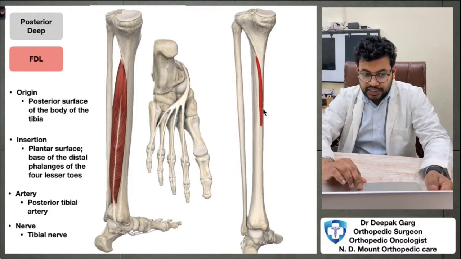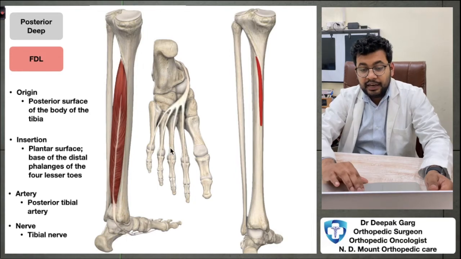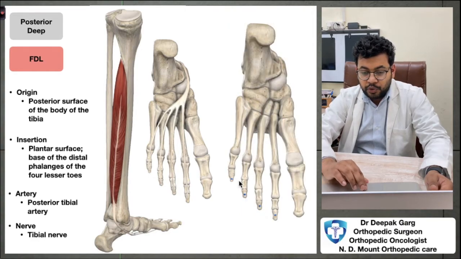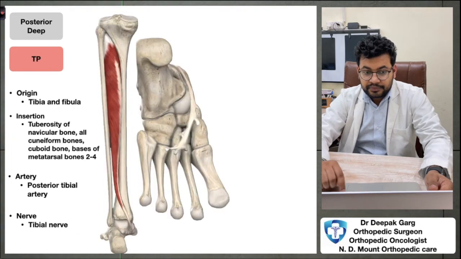so this is a posterior aspect of the tibia, the middle two-thirds of the posterior aspect of the tibia, and then it will pass downwards, will pass into the tarsal tunnel, and after passing through the tarsal tunnel on the plantar aspect of the foot, it will divide into four tendons and then these four tendons will go and insert at the tip of the distal phalanx of the second, third, fourth and the fifth toes.